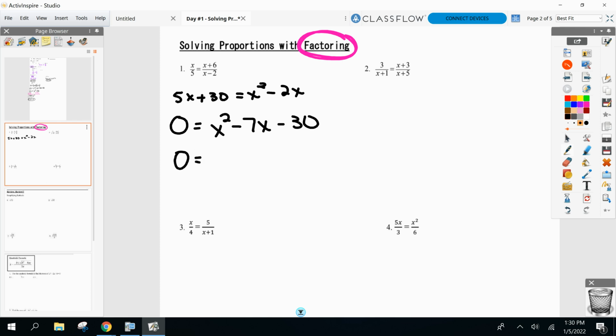This is something we've done where we find two numbers that are going to multiply to this last number. And at the same time, it's going to add to my middle number. So multiply to negative 30, but add to negative 7. Go ahead, discuss it in your group.